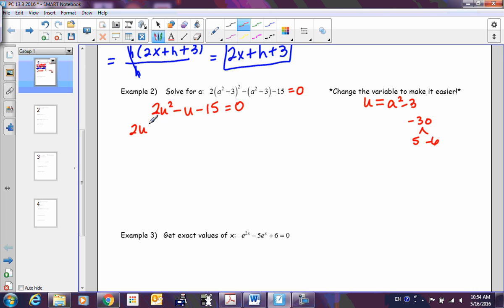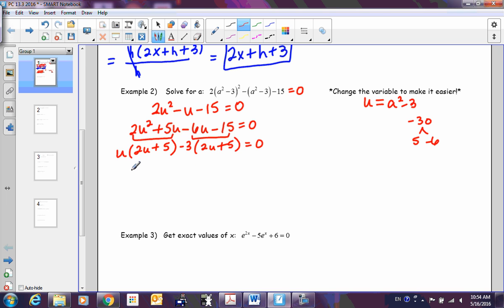So then you can split apart this middle part. So plus 5u minus 6u minus 15 equals 0. If you remember from factoring, you've been doing this since Algebra 1, factor out what you can here, so that would just be a u. We're left with 2u plus 5. Okay, and then we want to factor out what we can here, and remember, you want to have 2u plus 5. Sometimes that means just factoring out a 1. In this case, it means factoring out a negative 3.